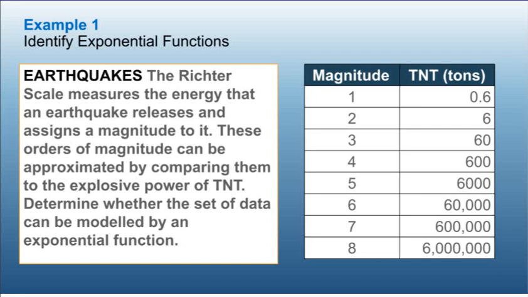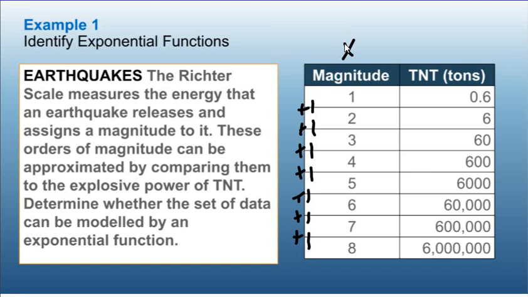Let's take a look at an example. The Richter scale measures the energy that an earthquake releases inside a magnitude. These orders of magnitude can be approximated by comparing them to the explosive power of TNT. Determine whether the set of data can be modeled by an exponential function. So the first thing I want to check is my magnitude, which is my x variable, my independent variable. Are they increasing by 1 each time? And yes, they are. So that is a good sign for this to possibly be an exponential function.